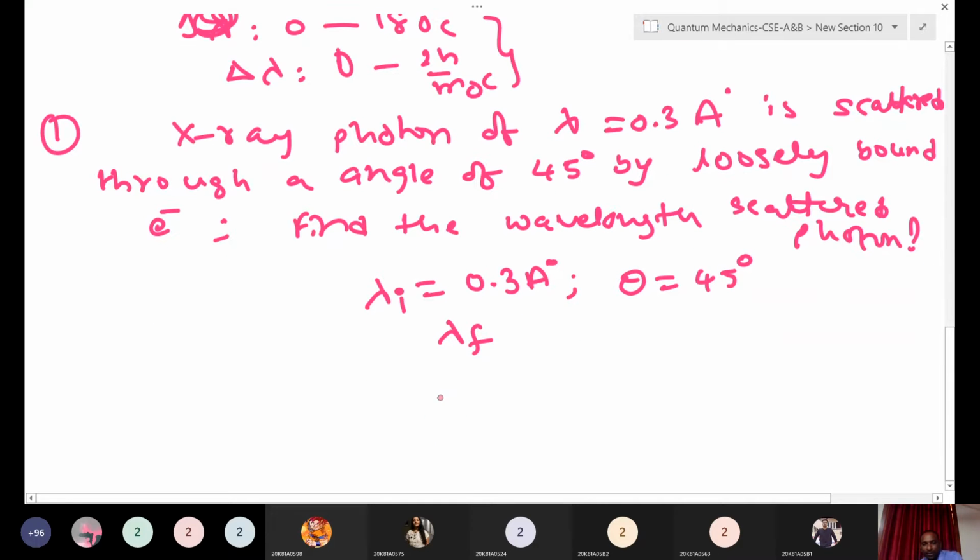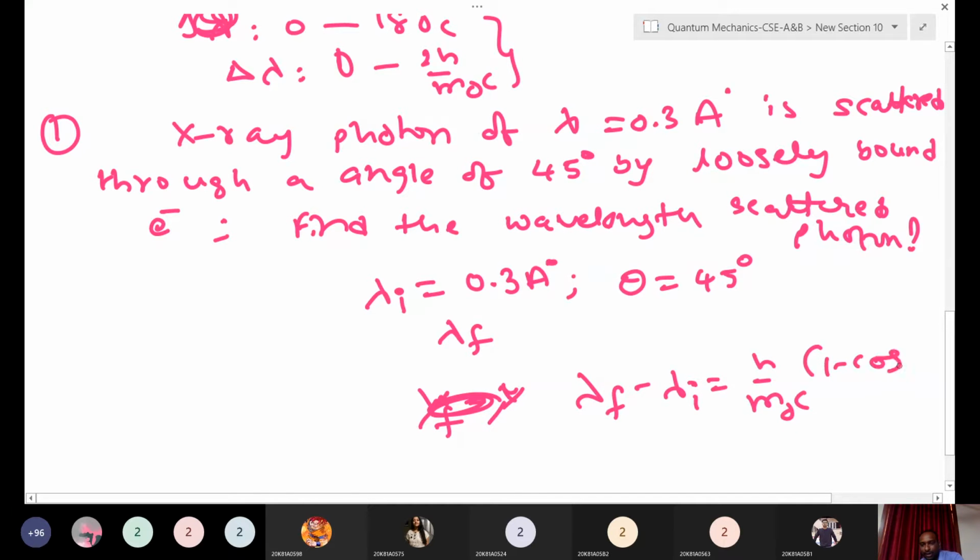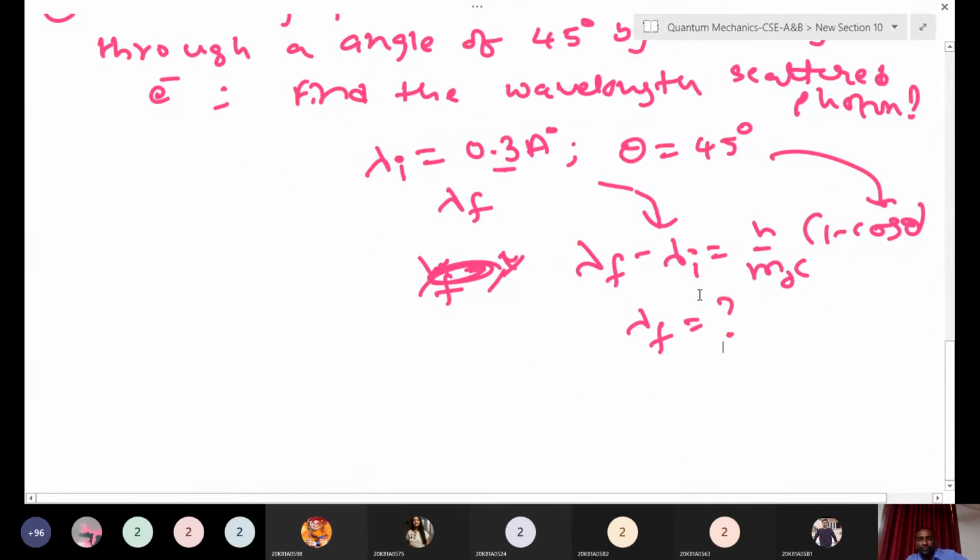Okay, you know the formula: lambda F minus lambda I is equal to h by m naught c times 1 minus cos theta. Then you simply substitute this theta and the 0.3 lambda I value here, and you will get lambda F. Can you do this one at home? Very, very simple. You know the lambda I value and the theta value. Just substitute those values and find lambda F.